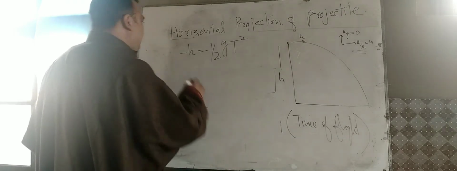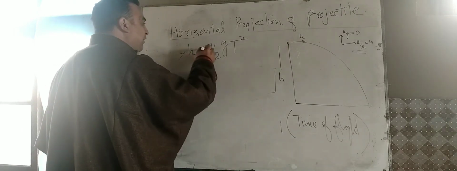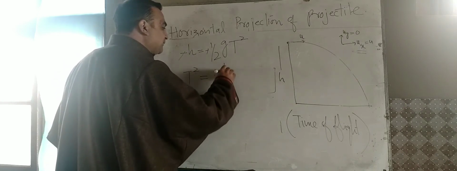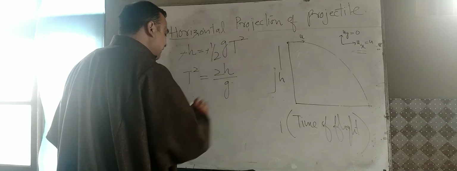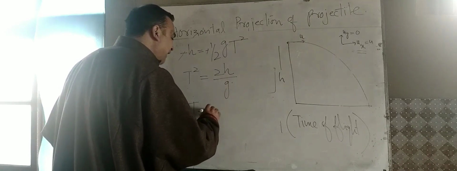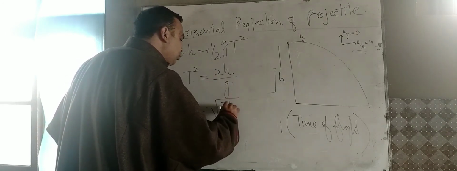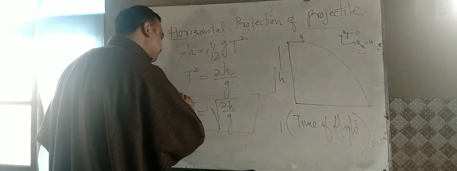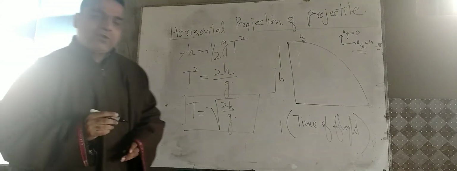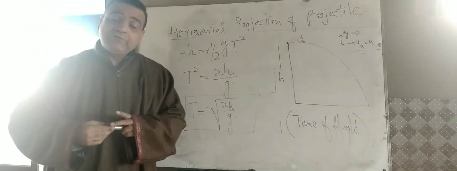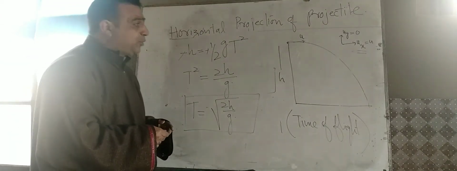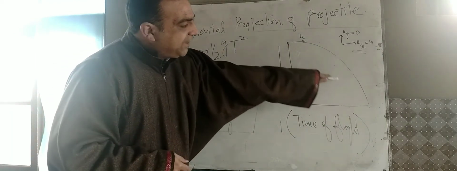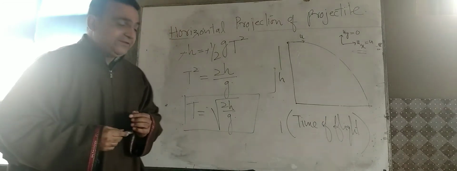Now from here, this minus and minus will be removed. So we will get t square is equal to 2h divided by g. This t, that is time of flight, will be under root of 2h divided by g. This is the expression that's required to measure the time of flight when you shoot a projectile from a point in horizontal direction and it falls alone in gravity.